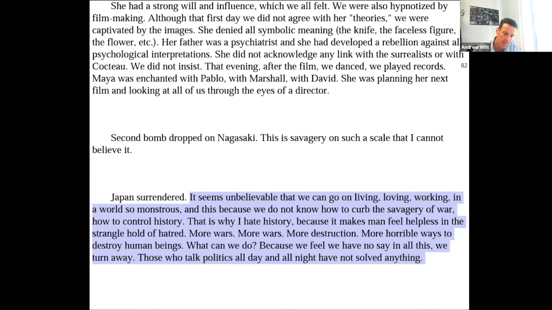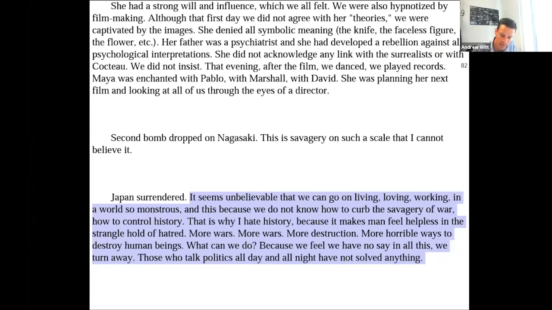I should add here that in her August 1945 entry, Nin is quite clear in her opposition to what we take as history when confronted with the disasters of war. "It seems unbelievable," Nin writes in the context of the events of 1945, "that we can go on living, loving, working in a world so monstrous.